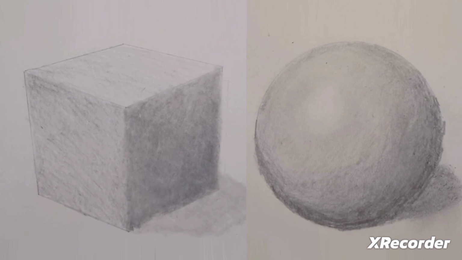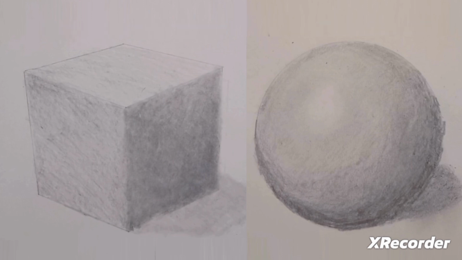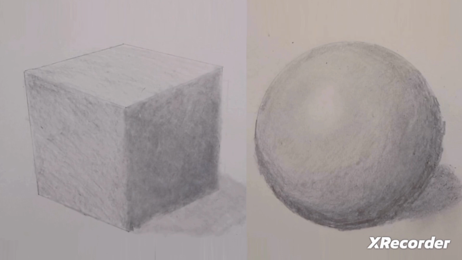So the first thing to ask yourself is, what shape is my object? And this is probably one of the most important questions to ask yourself. Is it curvy, or does it have many sides? These are referred to as rectilinear and curvilinear objects. This is really important to know because each type of object will require a different sketching process. It will require a different approach to shading.